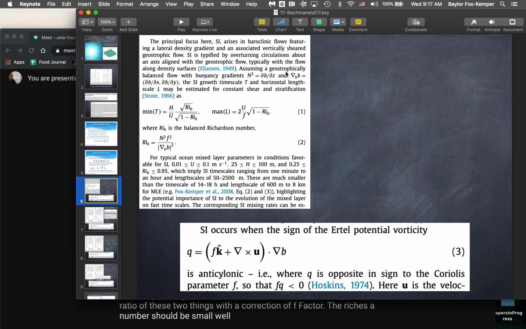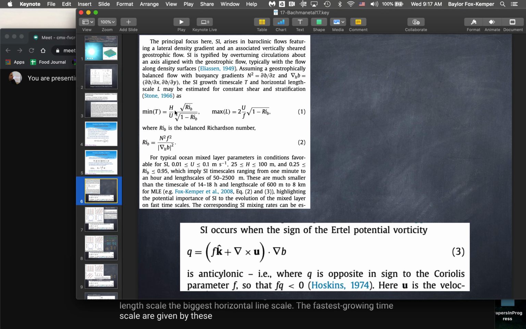And the PV is potentially negative, and we have PV gradients in all cases. The SI growth time scale, T, so the fastest growing mode is the one with the minimum time scale, and the horizontal length scale L, so the maximum length scale, the biggest horizontal length scale, and the fastest growing time scale are given by these formulas.